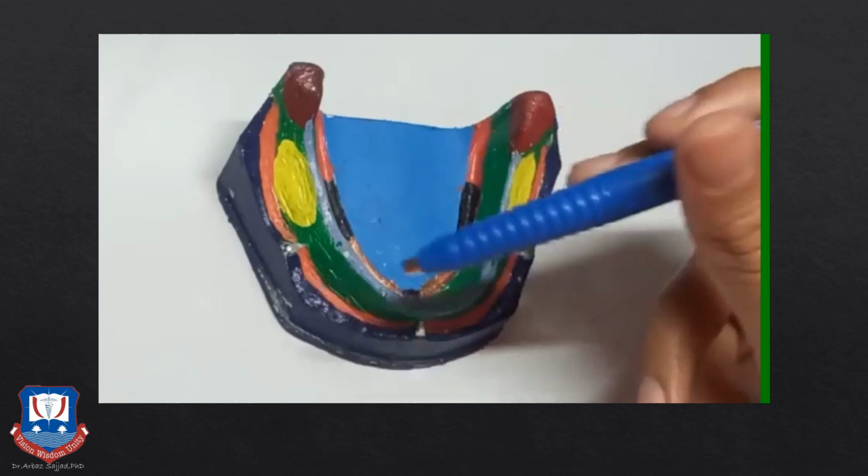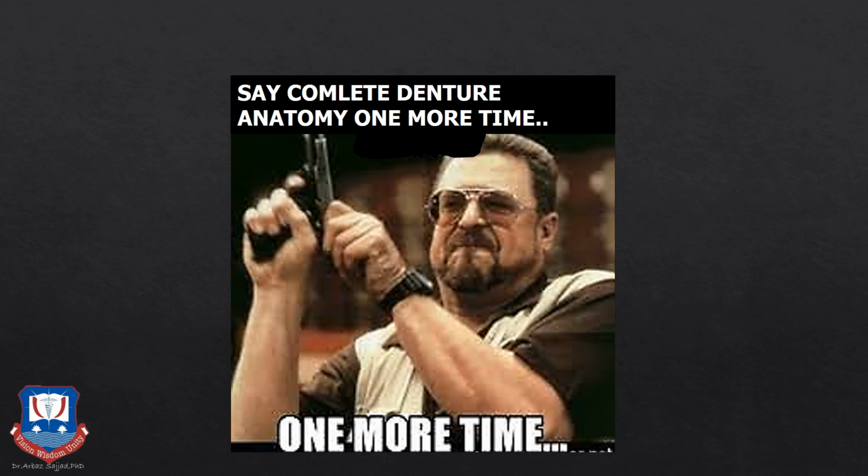So that brings us to the end of the anatomy of the denture bearing area and its applied significance. I hope you all were able to gain some knowledge from this lecture. It is very important and crucial to know this before you commit to the act of making a complete denture impression. So that's it, and I hope you all understood.